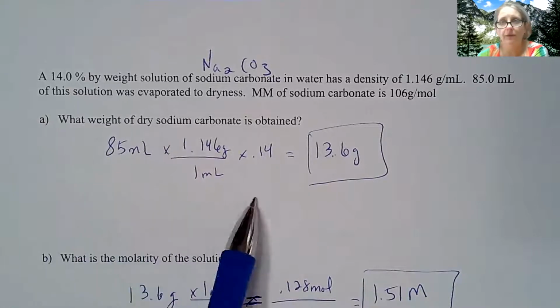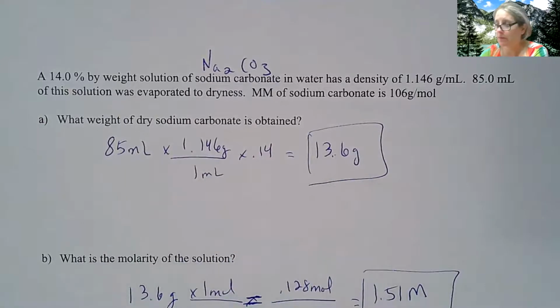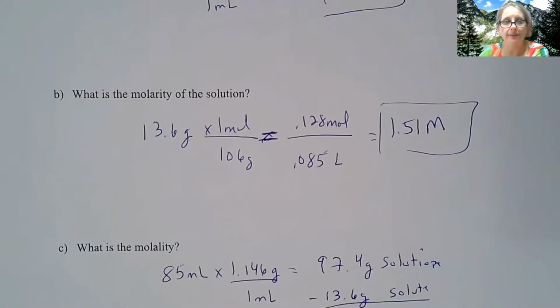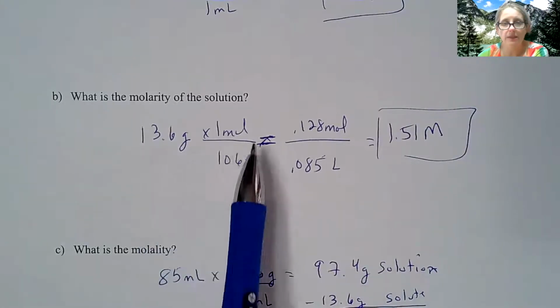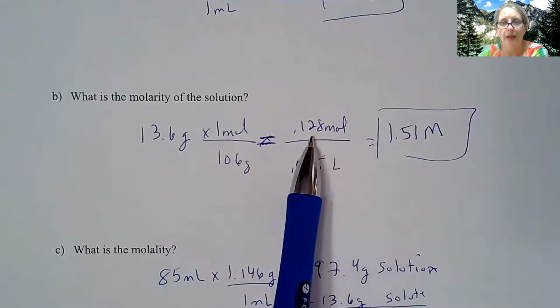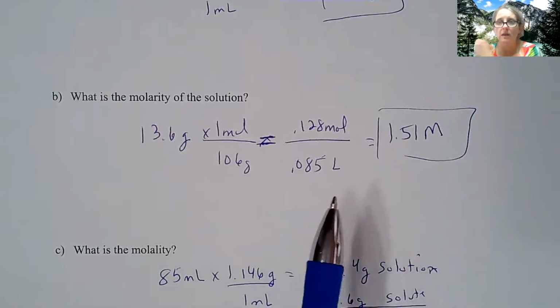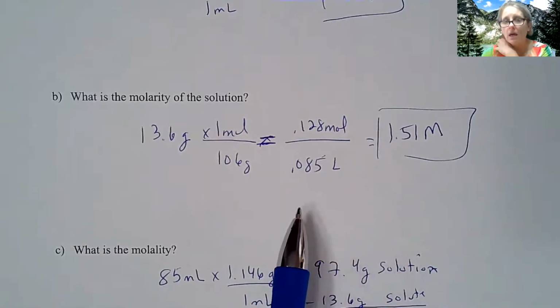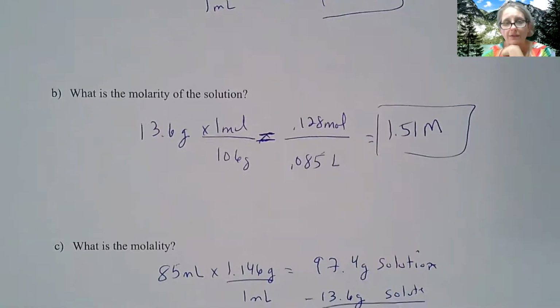And again, if you haven't heard me say this a million times, however you get to the answer is going to be fine, as long as I can see how you got there. Molarity is actually pretty easy. Once I have the 13.6, I divide it by the molar mass, which is 106, so I get 0.128 moles. I divide that by the volume of solution, so this calculation was pretty easy compared to the last one we did. 1.51 is the molarity for that.